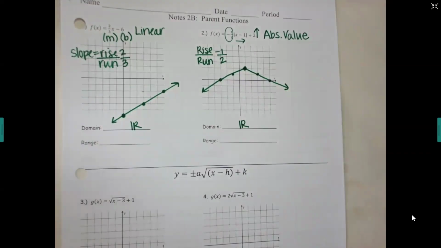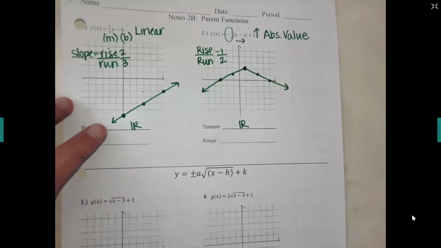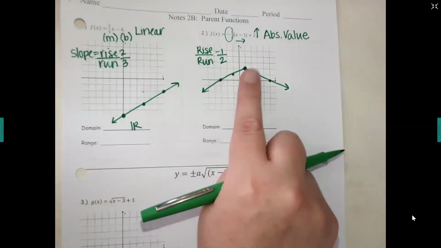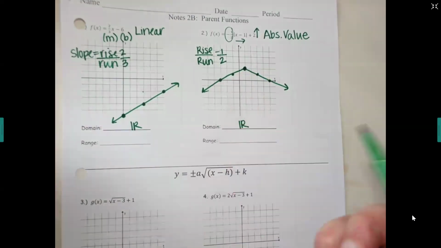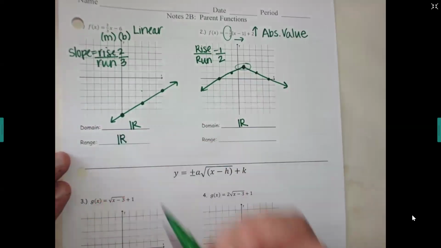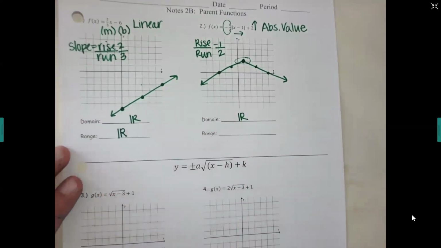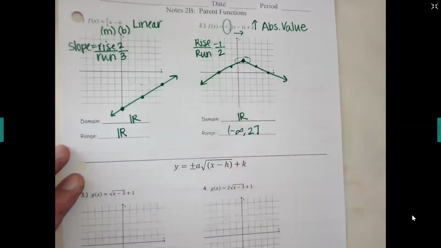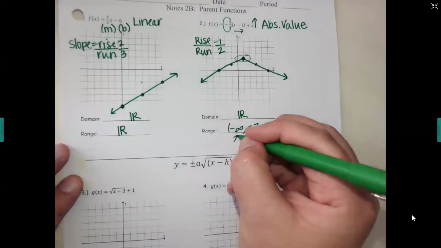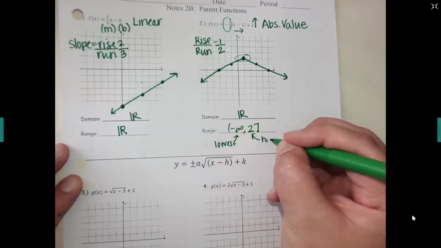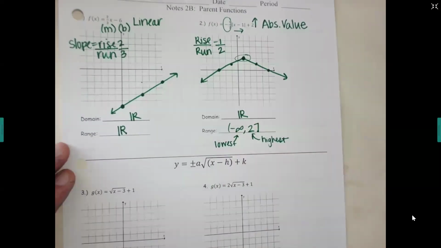Okay, how low do they both go? Negative infinity. But how high does the line go? Forever. And what about for the V? What's the highest point here? 2. So this one will be all real numbers because it's down forever, up forever. This one will be negative infinity to 2, where the lowest it goes is forever, but the highest it goes is only to 2.